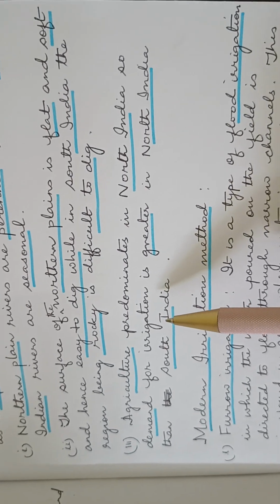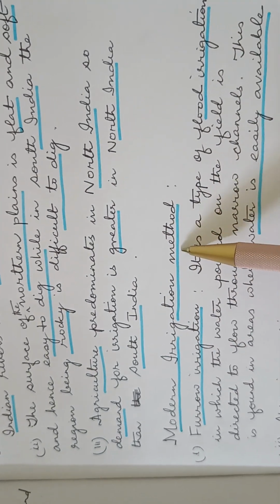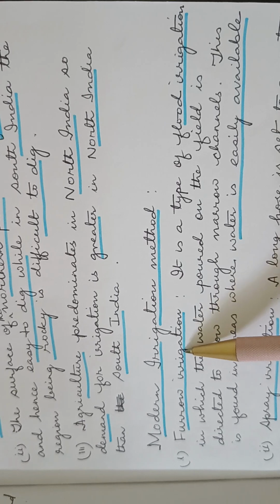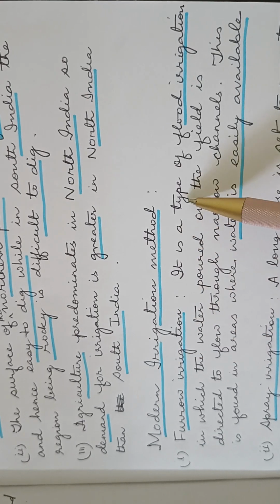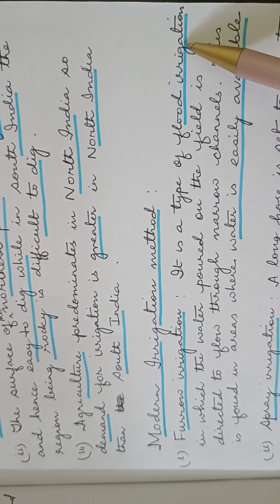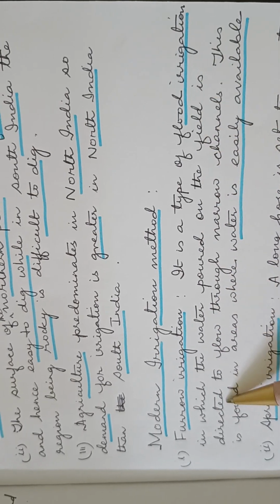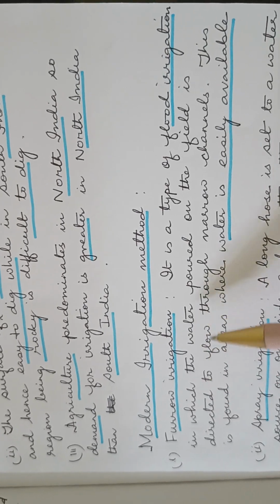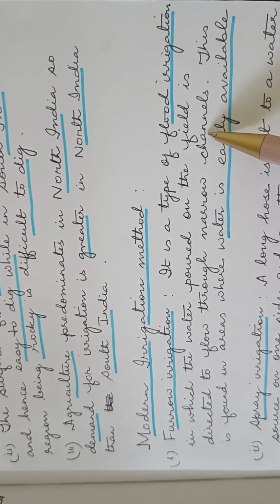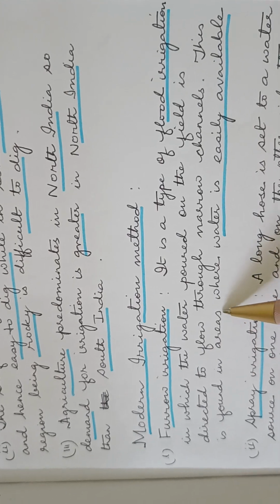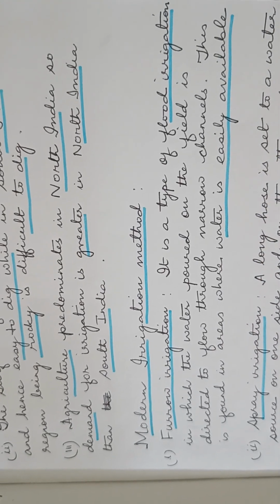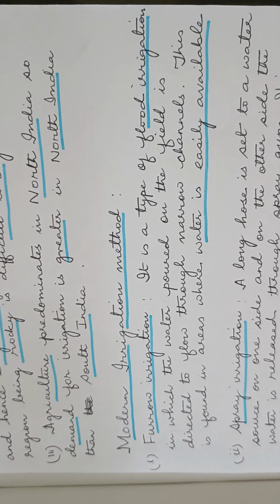Now let us discuss a few modern irrigation methods. The first one is furrow irrigation. It is a type of flood irrigation in which the water poured on the field is directed to flow through narrow channels. This is found in areas where water is easily available.